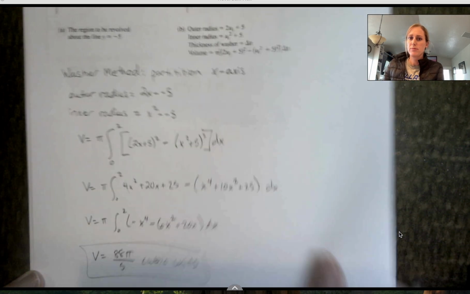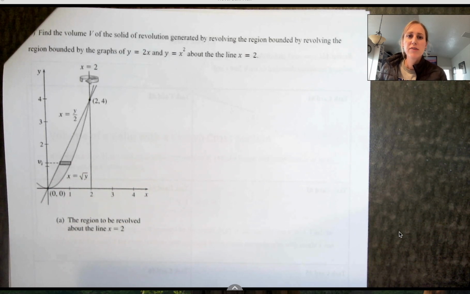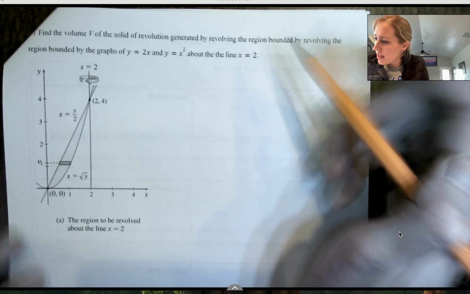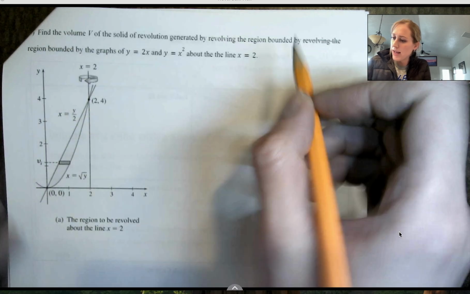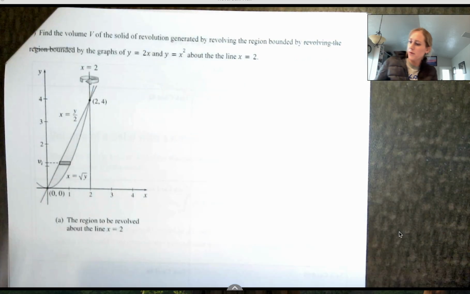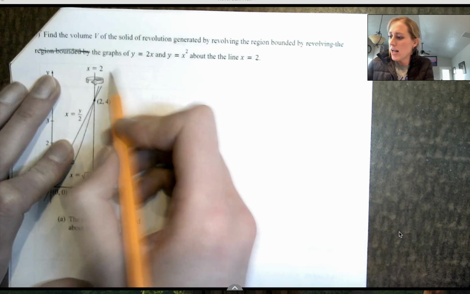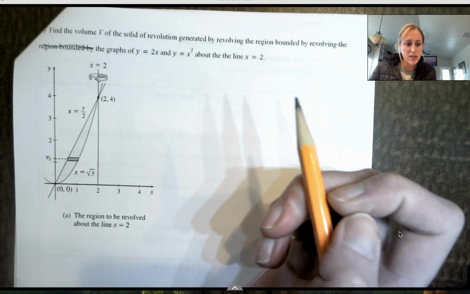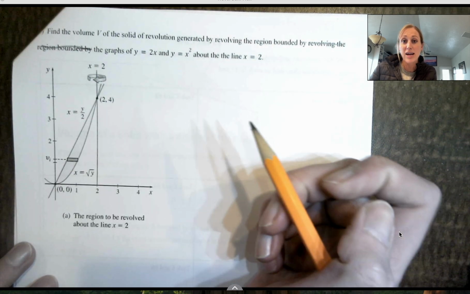All right, one more. Okay, find the volume V of the solid of revolution generated by revolving the region bounded by the graphs of these. So we've got 2x and x squared. It's actually the same region I think we were just doing. Yep, 2x and x squared. But this time we're revolving it around x equals 2.